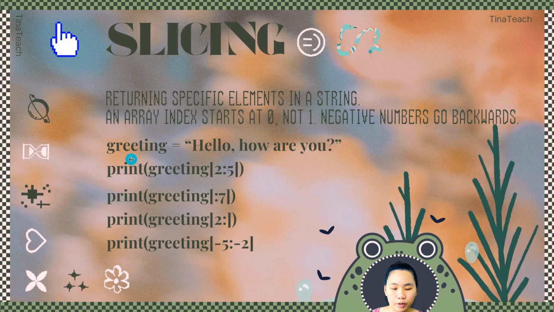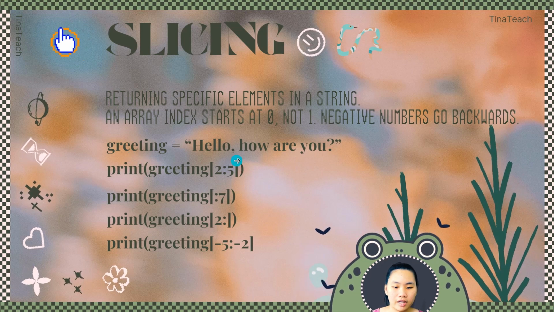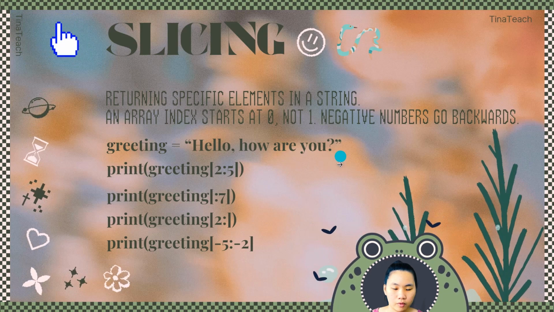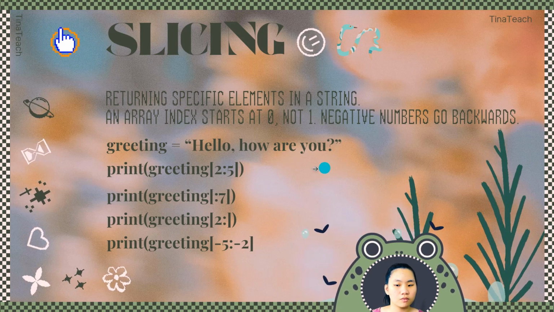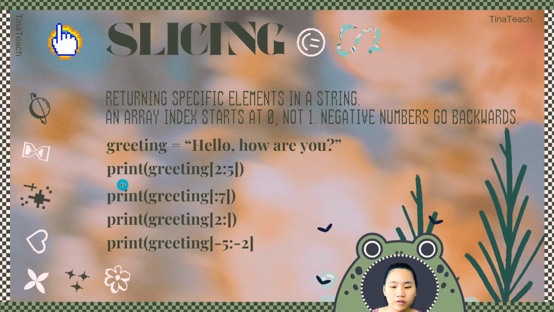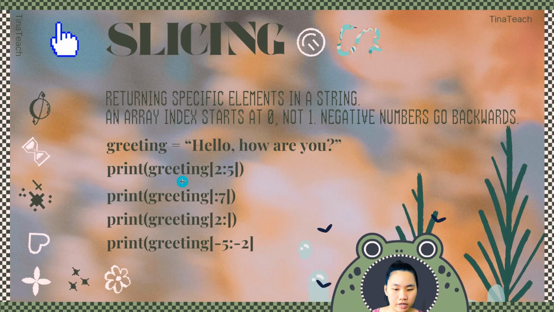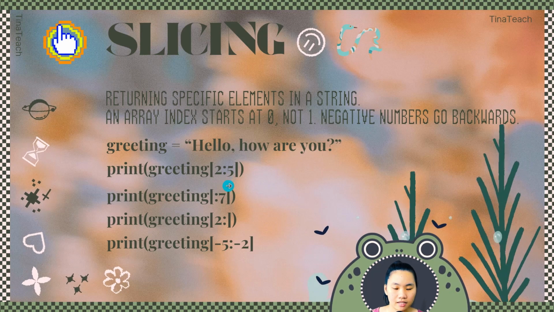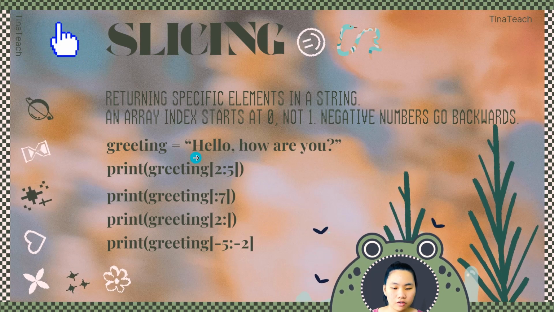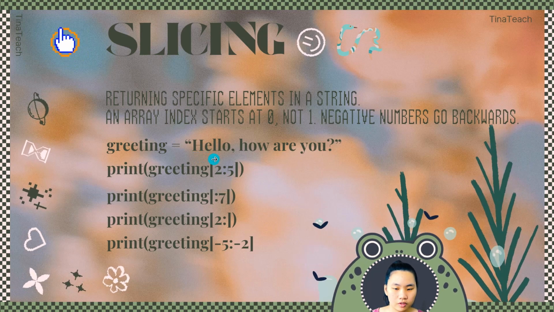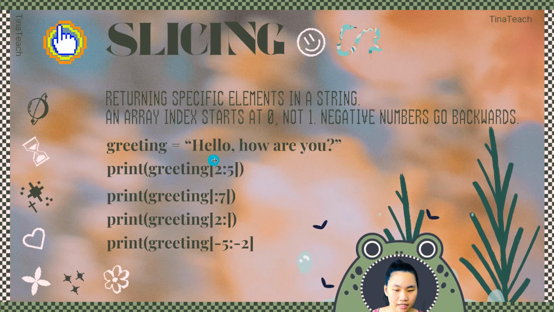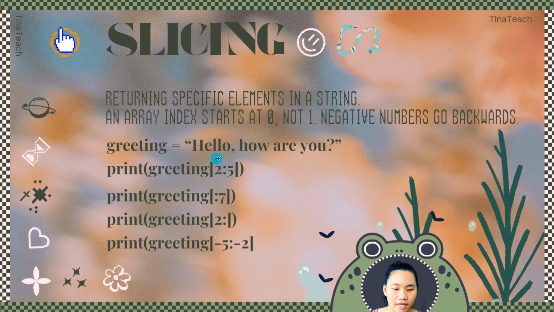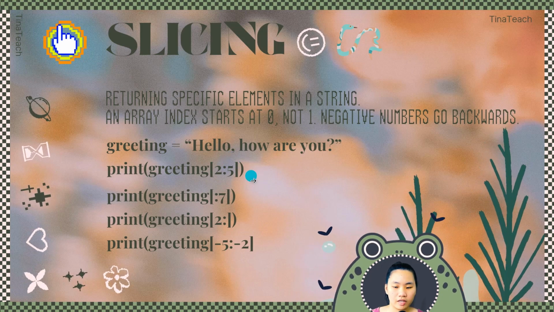Here I have a variable called greeting, and in greeting I have an array of strings, or just a phrase, "hello, how are you?" with a question mark. Okay, we count this question mark as well. And first we print the variable greeting at index 2 till index 5. So let's count 0, 1, 2. So it'll print L, and then 3, 4, 5. So it's LLO, comma. Okay.